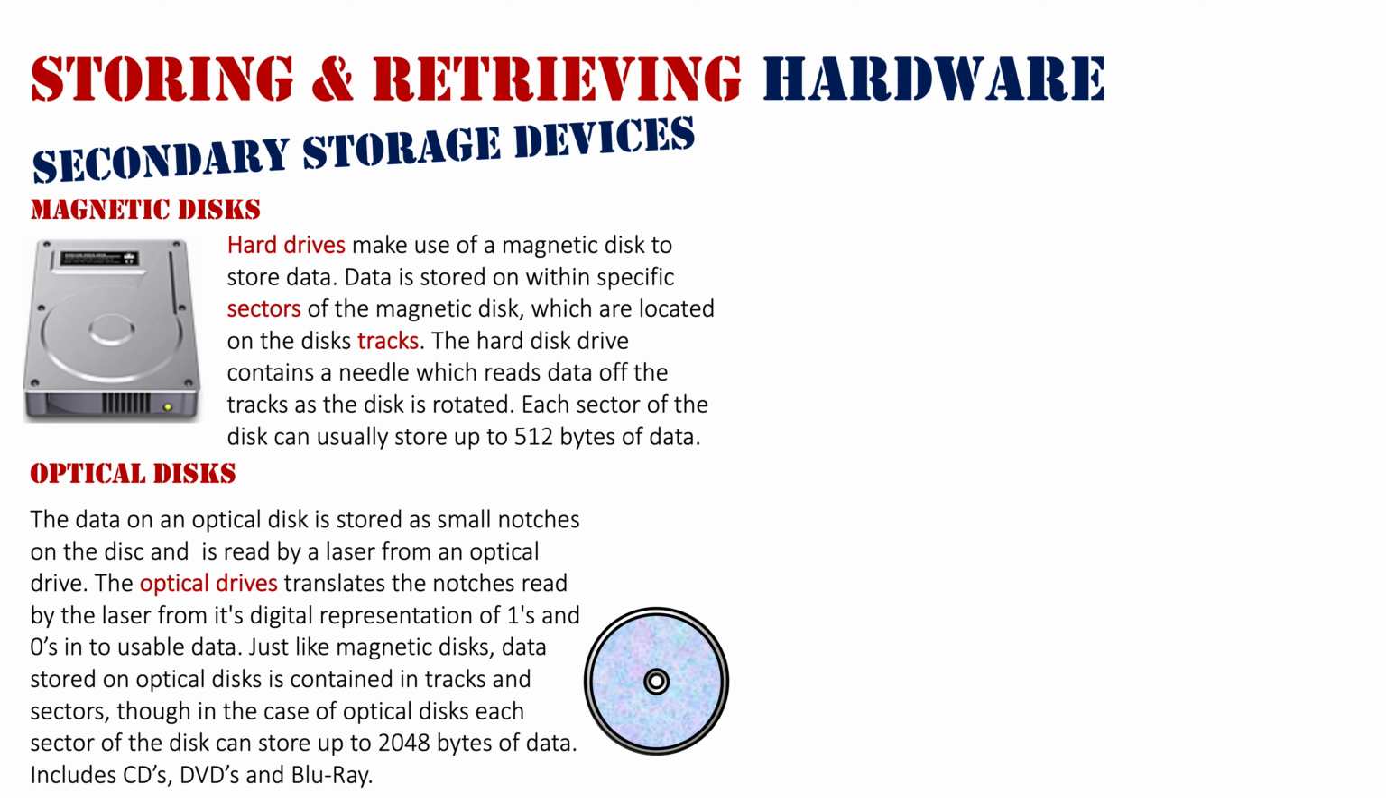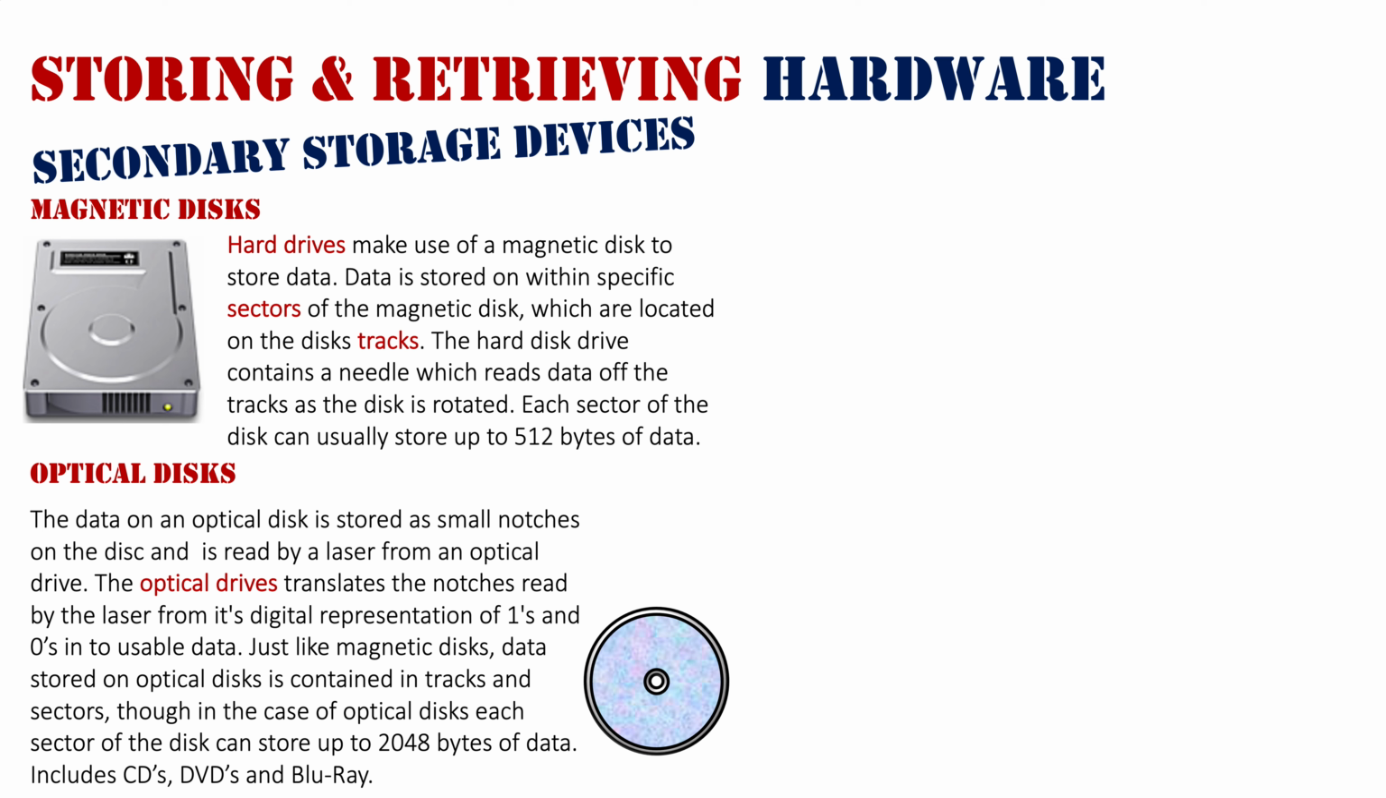The data on optical disc is stored in small notches on the disk and is read by a laser from an optical drive. These lasers differ depending on the type of disk you're using. The optical drive translates the notches read by the laser into its digital representation of ones and zeros, into usable data. So once again, the binary data is transformed into real data. Just like magnetic disks, the data is contained within tracks and the sectors of those tracks, though in the case of optical disks, the sectors can store up to 2048 bytes of data.